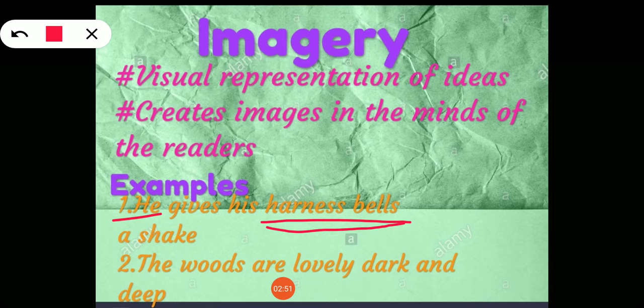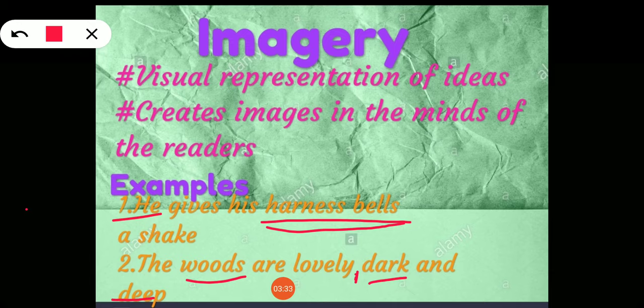Then one more example: the woods are lovely, dark and deep. This is also a line from the poem Stopping by Woods on a Snowy Evening. The poet describes the woods, which here refers to the forest. The trees in the forest are very lovely, dark and deep. Deep means the forest is very thick. Dark means as the trees are very thick, it looks very dark.